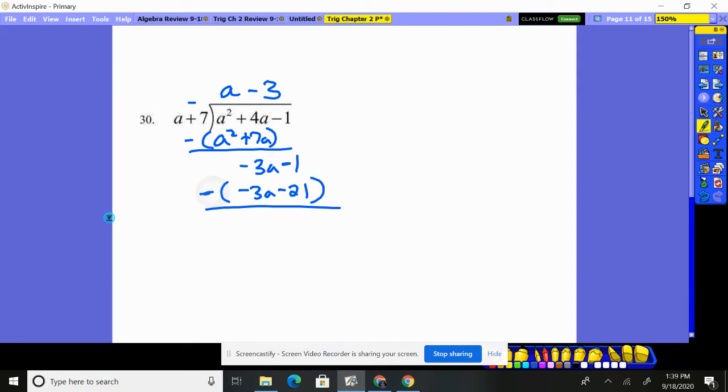Negative 1 minus negative 21. That minus negative 21 is going to change to plus 21. This is going to give us a remainder of positive 20. So we say, hey, plus a remainder of positive 20 over the a plus 7.